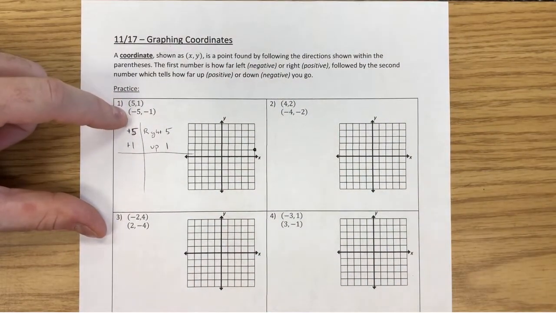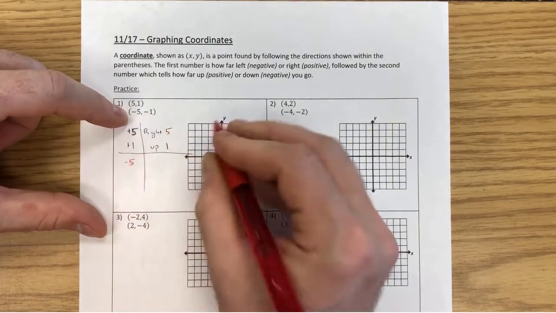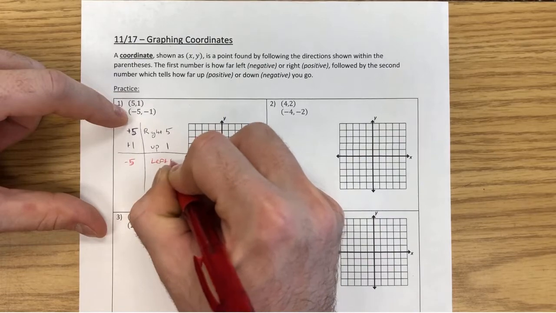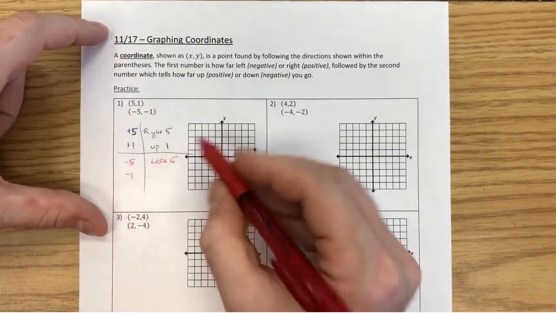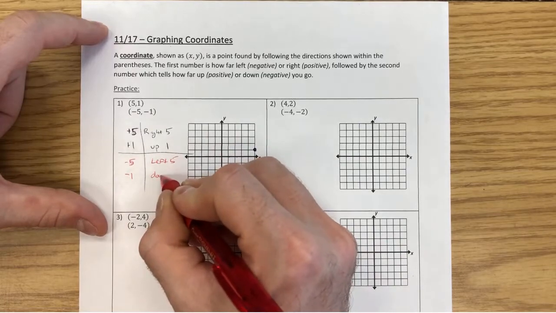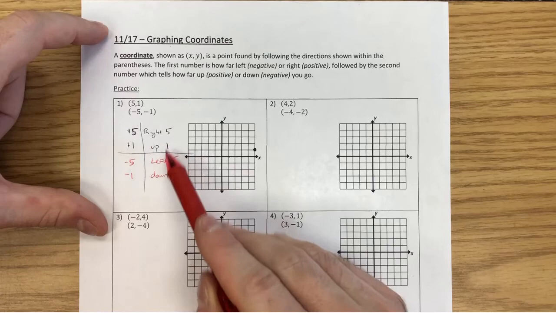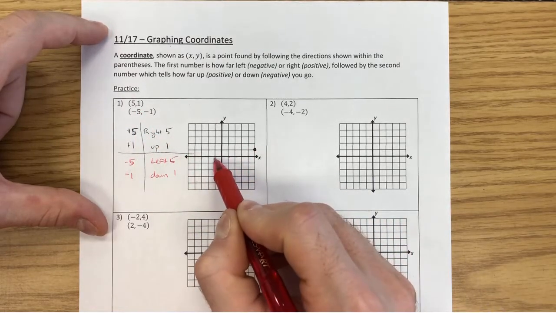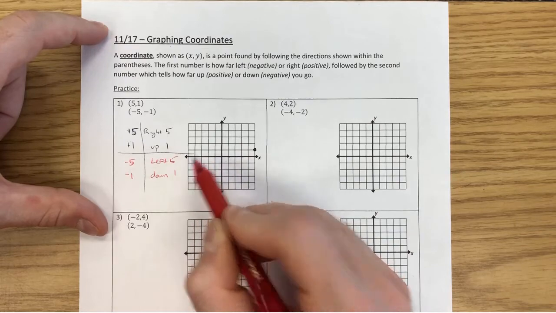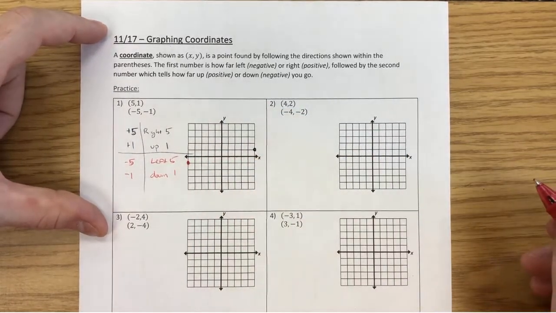Unlike this one, where my 5 is negative, a negative 5 just means it's not right, it's left. And my negative 1, which comes second, is not up, it's down. So they still show left and right motion, they still show up and down motion, but a positive or negative just means different directions. So for this one, I'm going to go left 1, 2, 3, 4, 5, and down 1. Cool, so there's my 2 points.